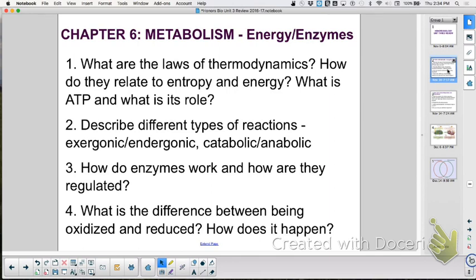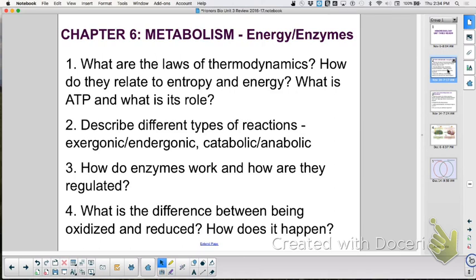What are the laws of thermodynamics? Let's start off with that. And the first one is energy cannot be created or destroyed. It can just change forms. And then the second law says every time it changes forms, you lose some as heat. Perfect.